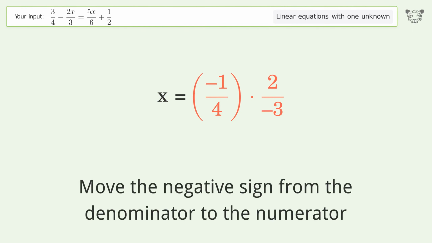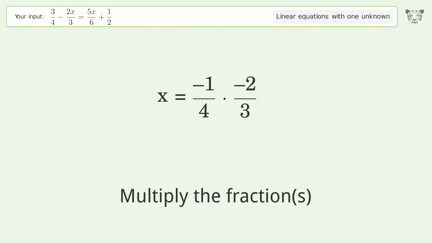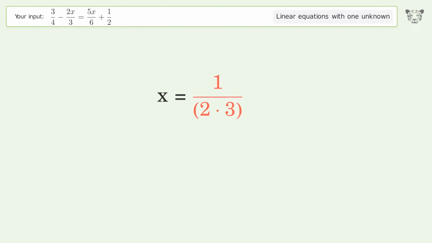Move the negative sign from the denominator to the numerator. Multiply the fractions. Simplify the arithmetic. And so the final result is x equals 1 over 6.